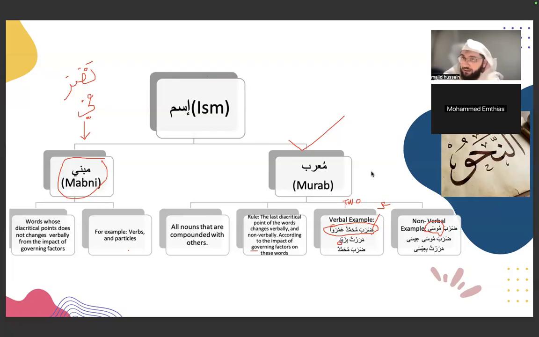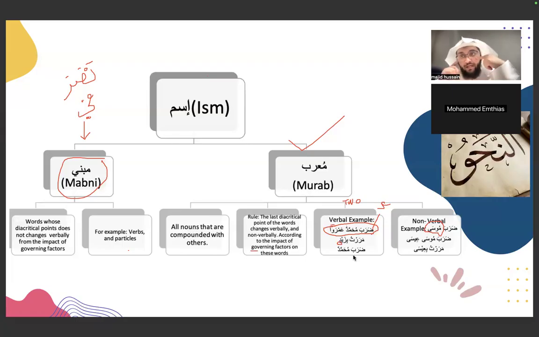I hope that's understood. Brother Muhammad, do you have any other question in this, or is it clear? Right. It's clear. I just want to ask about the example which you mentioned, Daraba Musa Isa. Yeah. So is that considered a mabni? No, it's not considered mabni because the Quran has used it in the form of mu'arab, in the form of i'rab.